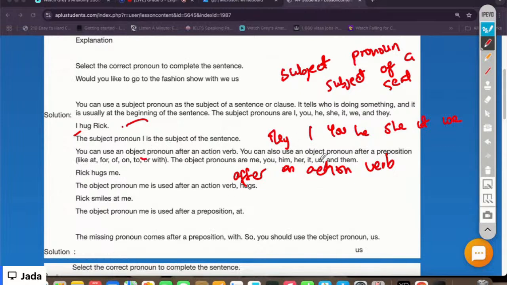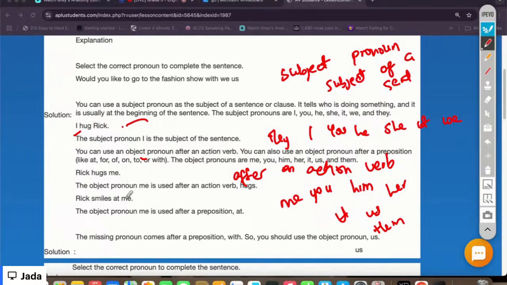You can also use an object pronoun after a preposition like at, for, of, on, to, or with. The object pronouns are what? Me, you, him, her, it, us, them. So all these are object pronouns. You use them after an action verb or after a preposition.